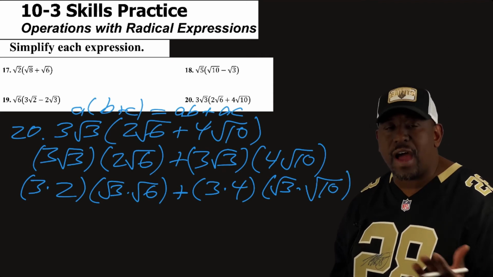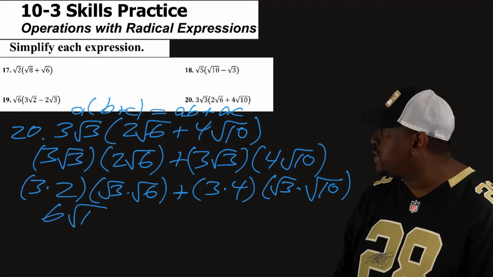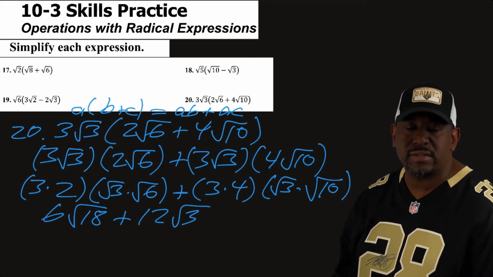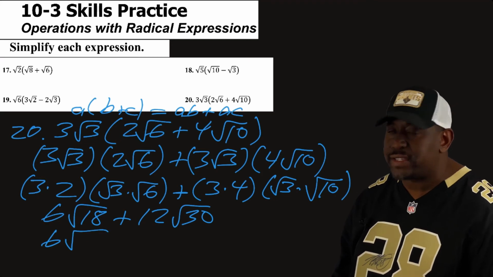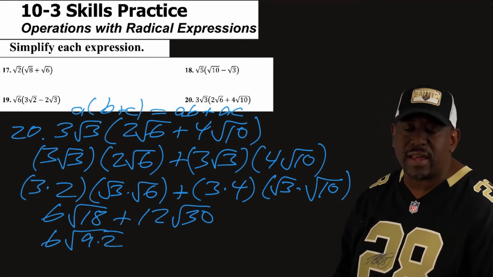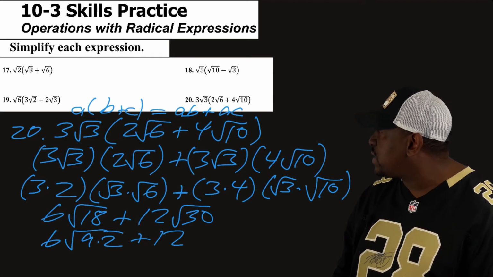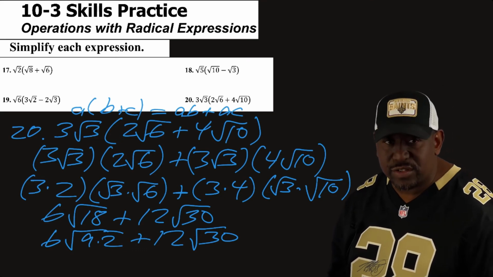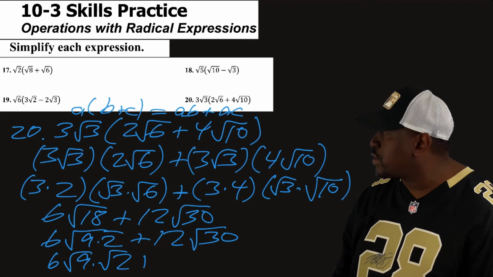Now, when you simplify all 4 products, you end up with 6 times the square root of 18, and in the other products you end up with 12 times the square root of 30. So again, there are perfect squares that are factors of 18, so we find a perfect square, which is 9 times 2. We break the 18 into that. 30, can we break that down? No, we cannot, so we leave it as the square root of 30. So we take the square root of 9 times the square root of 2.